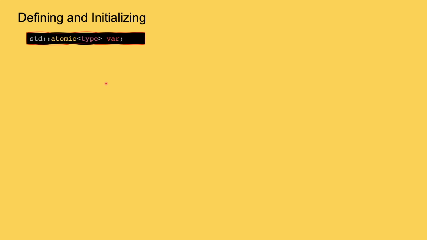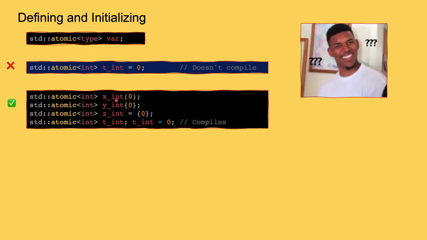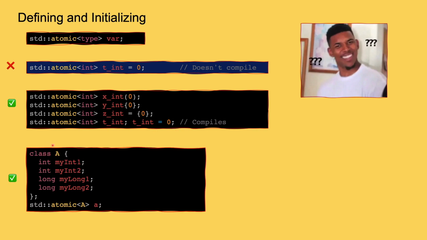Right off the bat, there's a major confusion in defining and initializing an atomic variable. You cannot define and initialize an atomic variable using the equal sign because it would not compile. In order to initialize upon defining a variable, you need to use one of these alternatives. Either use parentheses, braces, or define first, initialize later. And this one shows how you can define an atomic variable using your own classes.